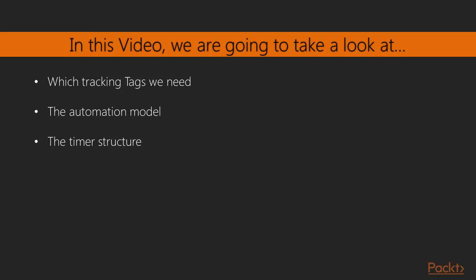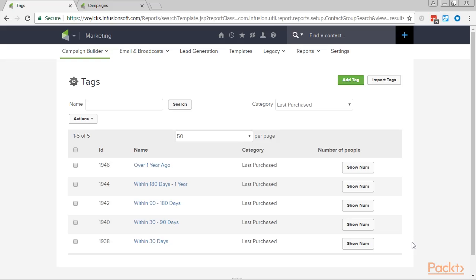So specifically, we're going to look at which tracking tags we need, the automation model, and then the timer structure within that model and getting that set up. So we are assuming a couple of things going into this video. First thing we're assuming is that you've got the shopping cart configured or a live order form, since this is going to be tracking based on purchase.